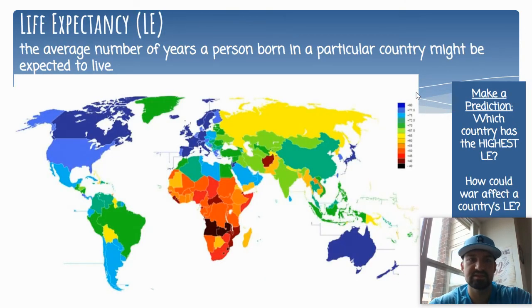Life expectancy is the average number of years a person born in a particular country might be expected to live. Again, we're going to see the more developed countries have higher life expectancies, and the less developed countries have lower life expectancies. There are still countries that have life expectancies in their 40s, while in the United States we can expect to live to around 77 and a half or so. That's the average life expectancy.